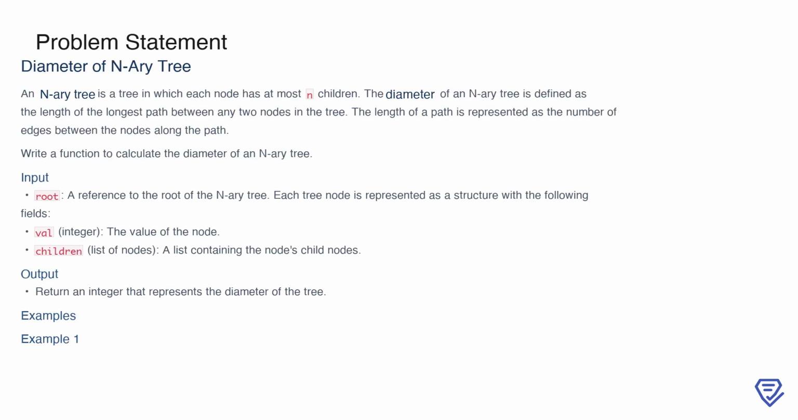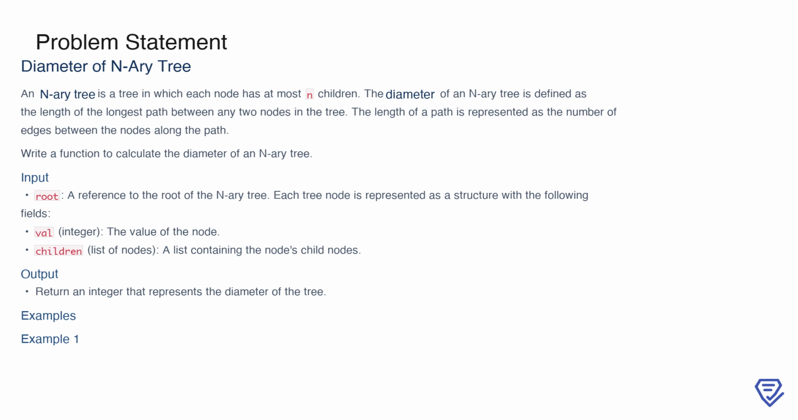In this problem, we are working with an N-Ary tree, which is a type of tree where each node can have up to n children. The goal is to calculate the diameter of such a tree. The diameter is defined as the length of the longest path between any two nodes in the tree, and this length is measured by the number of edges along that path.